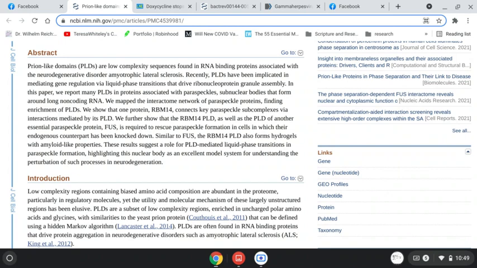Similar to FUS, the RBM14 prion-like domain also forms hydrogels with amyloid-like properties. These results suggest a role for prion-like domain mediated liquid phase transitions in paraspeckle formation, highlighting this nuclear body as an excellent model system for understanding the perturbation of such processes in neurodegeneration.